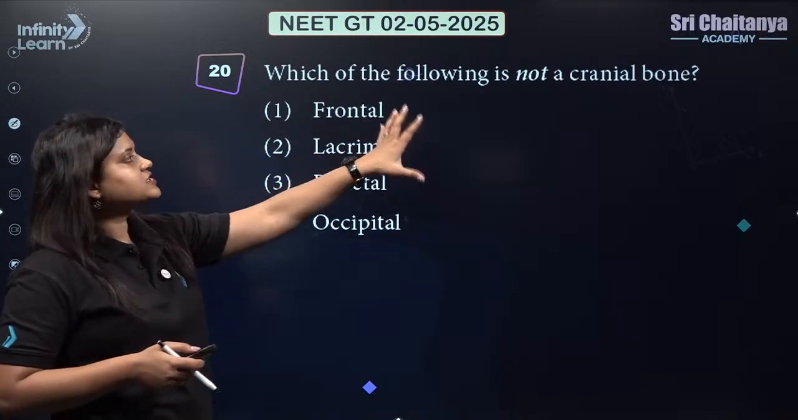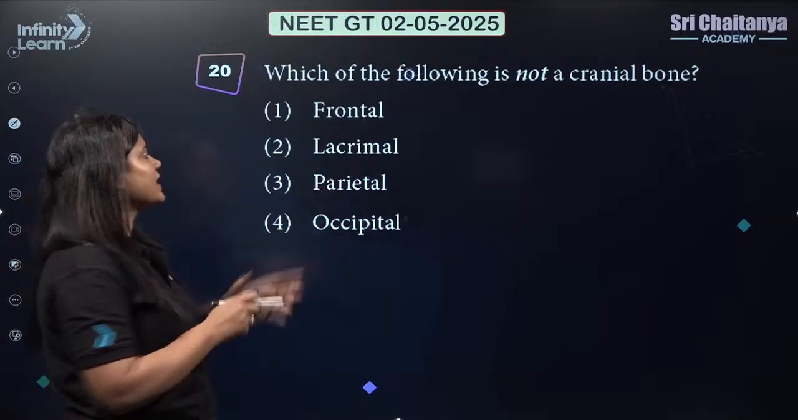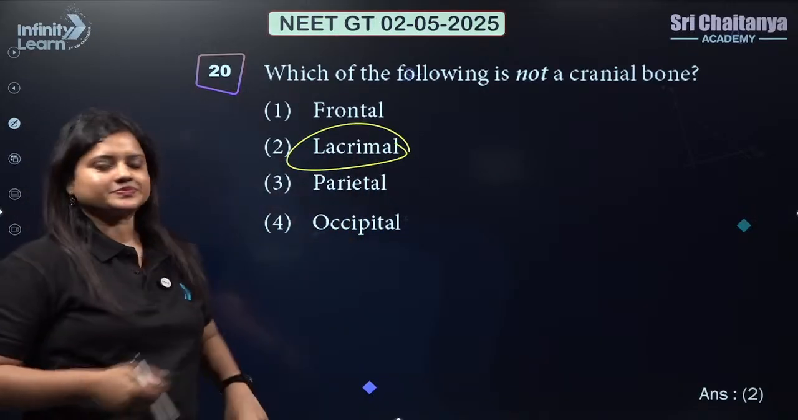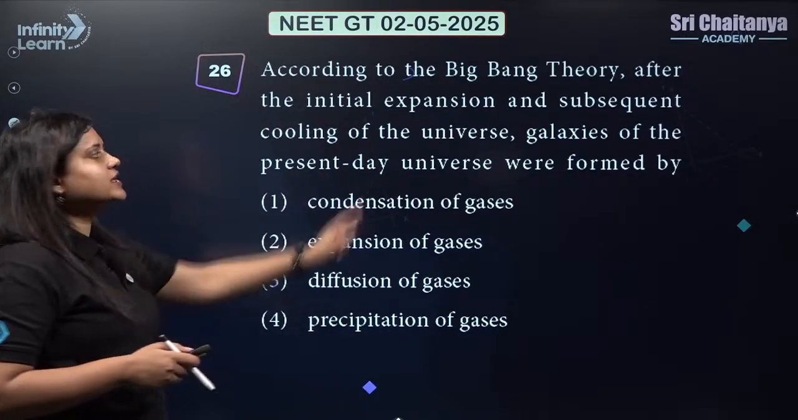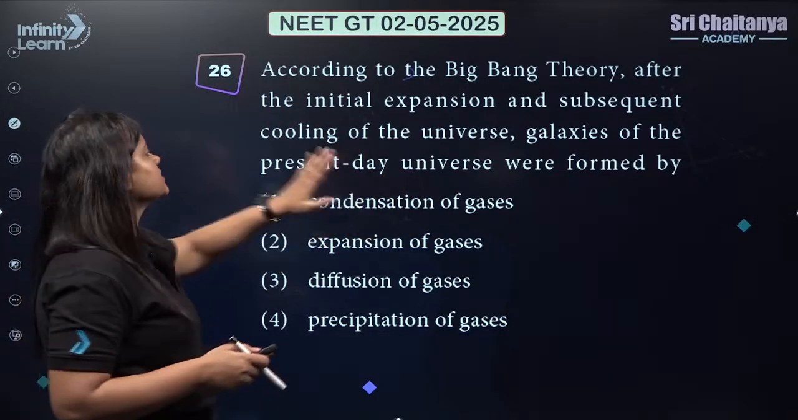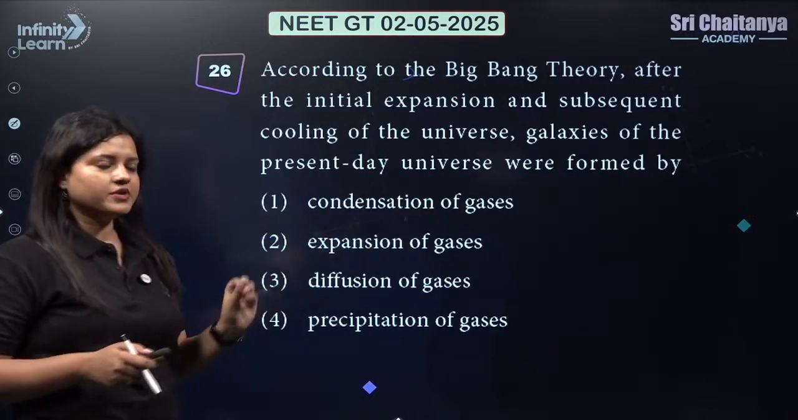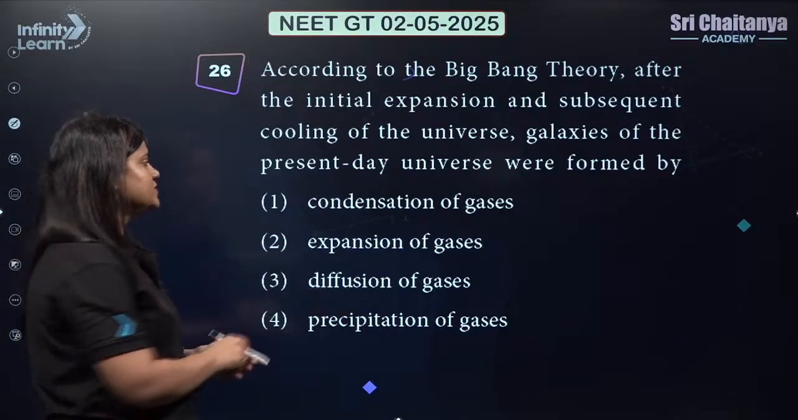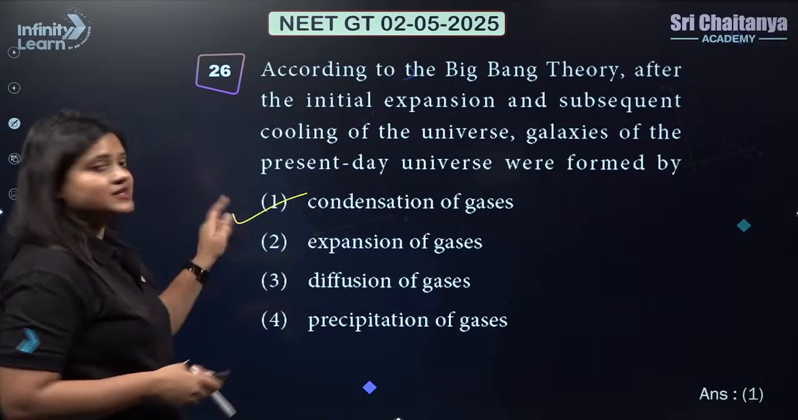Which of the following is not a cranial bone? Frontal, lacrimal, parietal, occipital. Lacrimal is a facial bone, okay? So it is 2. Next. According to the Big Bang theory, after the initial expansion and subsequent cooling of the universe, galaxies of the present day universe were formed by condensation of gases, expansion of gases, diffusion and precipitation. Definitely it is condensation of gases. Okay, so the answer is 1.